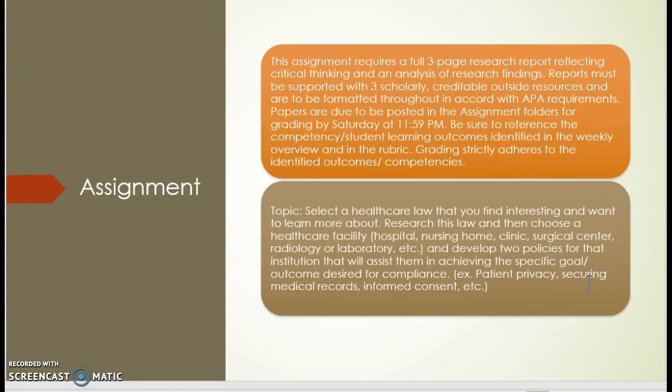So there's your discussion and your assignment. Remember, in terms of the assignment, in this course, whenever there's a paper, it is usually a full 3-page research report. It should reflect some critical thinking and analysis. They should be supported by at least 3 scholarly, creditable outside resources. Now, that could be a peer-reviewed journal, healthcare journal, or law journal. It could be a government website. And please be sure to format with APA requirements. The topic is right there.